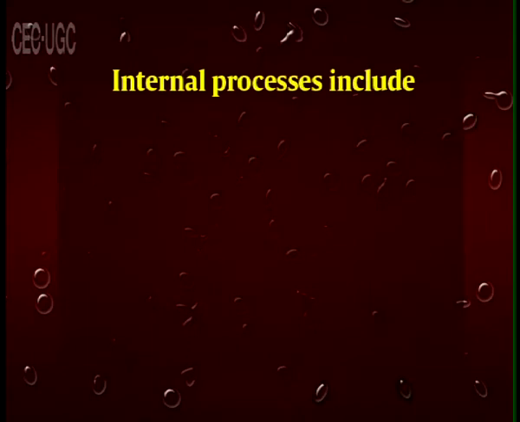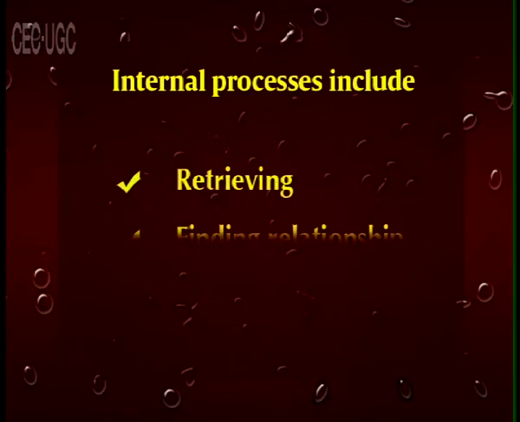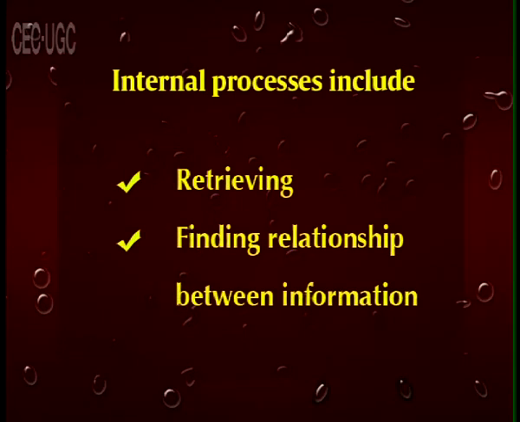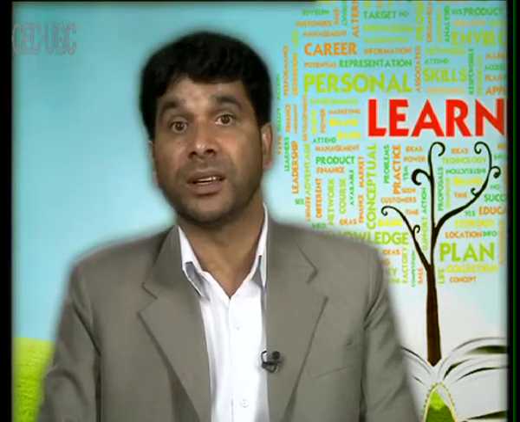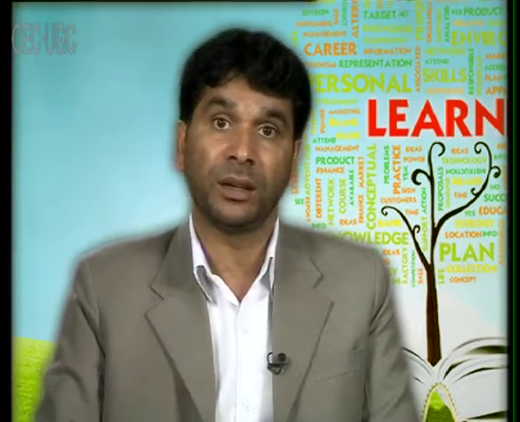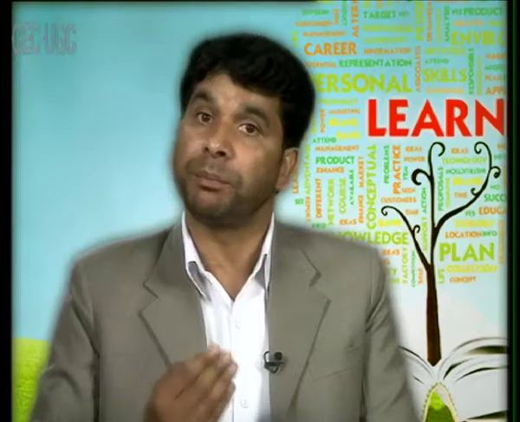Internal processes include inputting, organizing, storing, retrieving, and finding a relationship between information. New information is linked to old knowledge, schema, and scripts. Here, the individual is seen as a perceptual organism who organizes, interprets, and gives meaning to the events that impinge upon his consciousness. Here, the driving concept is to make sense of events and phenomena. The individuality of the learner and his internal mental processes find a paramount and significant place in this approach.